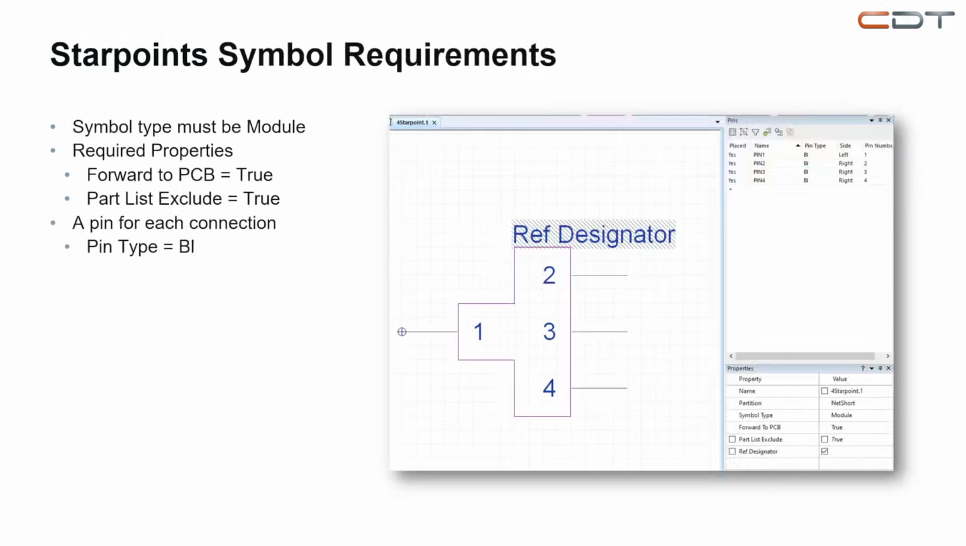So how are you actually creating this? First, you need symbol. Symbol type must be module. You need to add properties forward to PCB equals true, part list exclude equals true. So it means that this object should be included into layout, but it shouldn't be showing in BOM file because this is not a part. For each connection you want to connect to Starpoint, you need to have a pin, and this pin should be bidirectional.